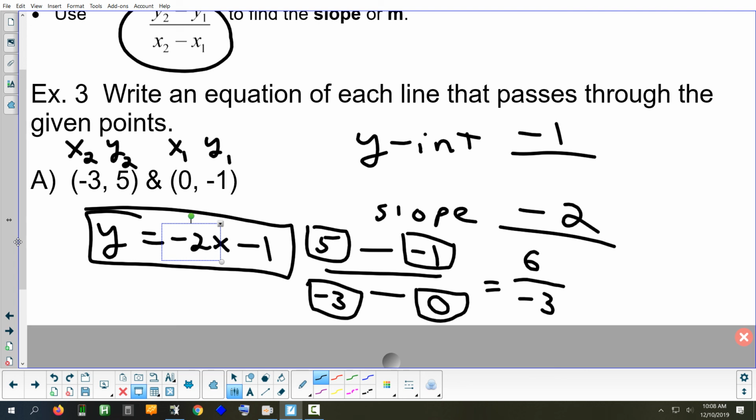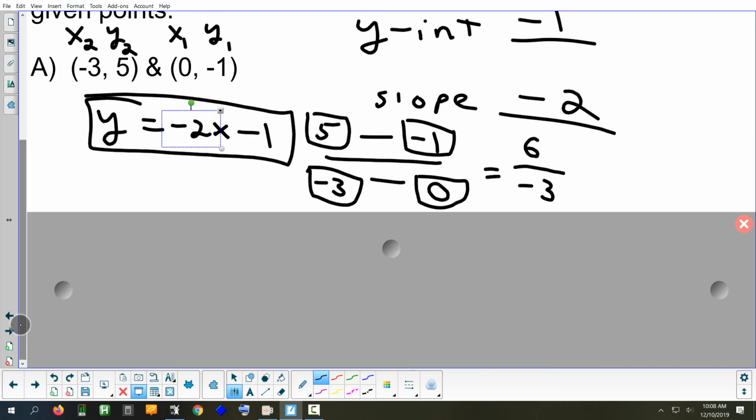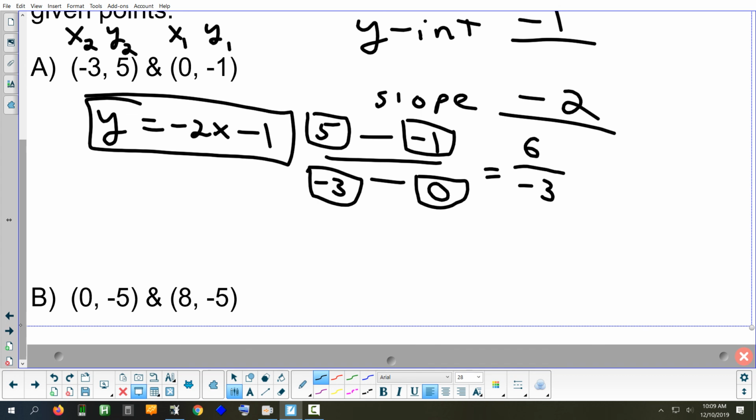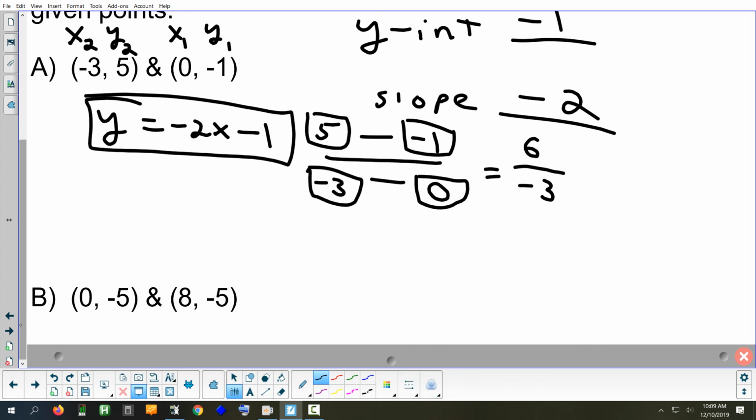Hey, any question on that one? All right. I'm going to give you guys a second to try that one on your own. Okay, it's just like example A. Let's see if you can label the points x1, y1, x2, y2. Does it matter which is which? No, doesn't matter which one is which, as long as you keep the 2's together and the 1's together. And see if you can get your slope and intercept, and then we'll write the equation.